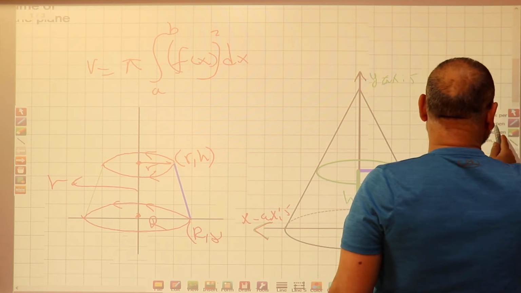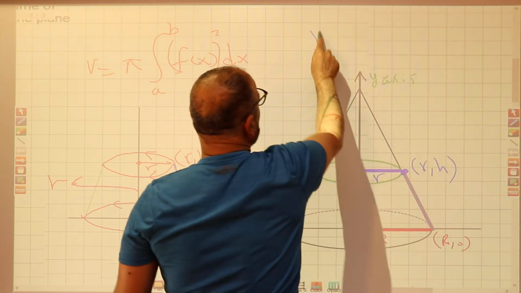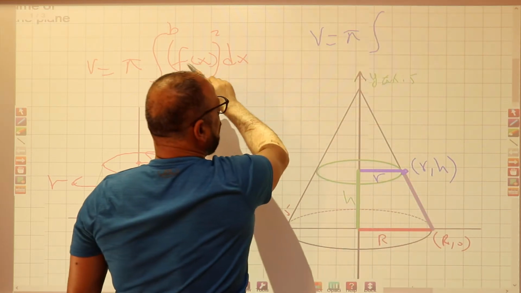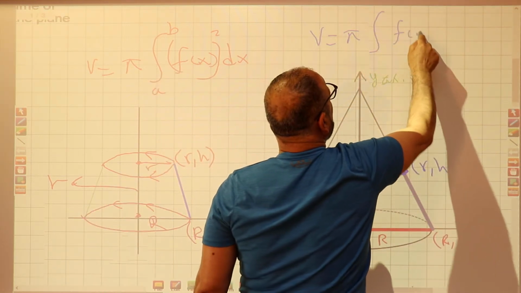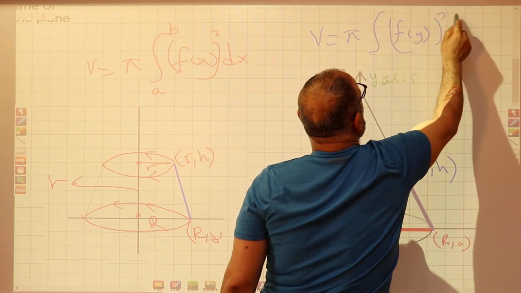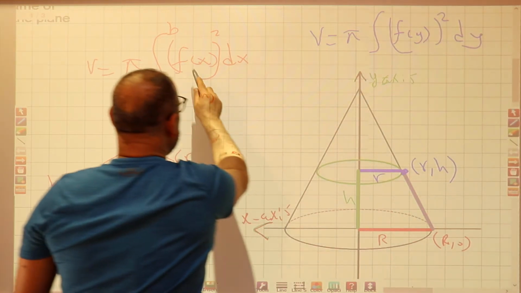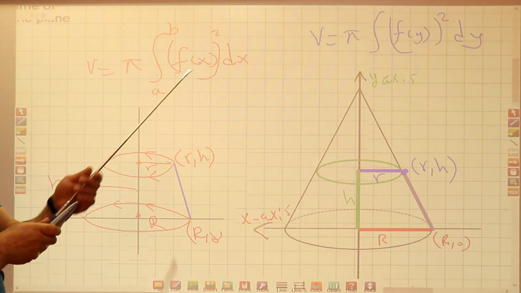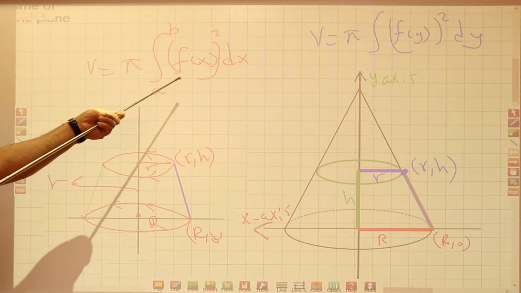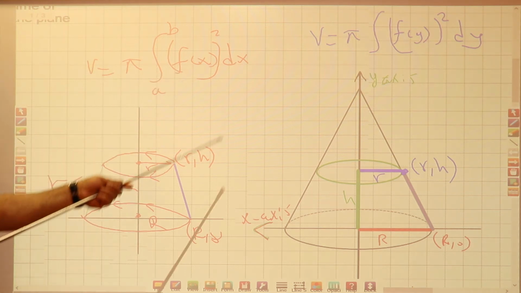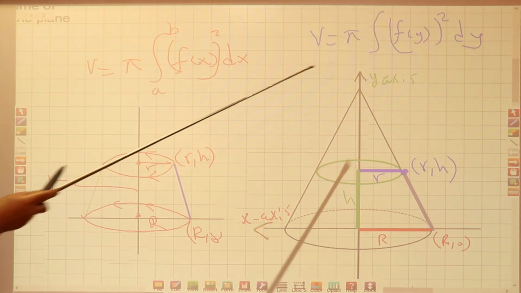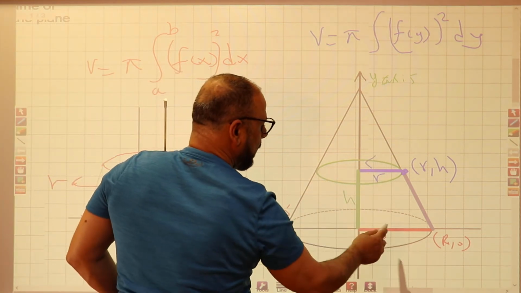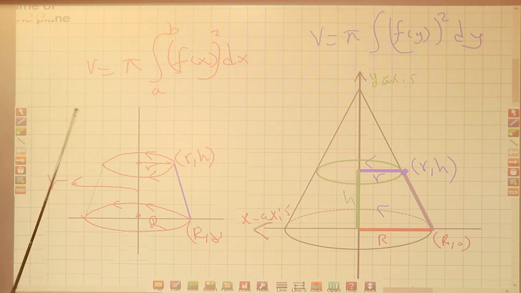The only difference you're going to have is volume equals pi, and I like it, make it r, but I'm going to explain: f of y, a function of y, squared dy. This is the same as r. This is the radius of the revolution. f of x is the radius of revolution about the x-axis, and f of y is the radius of revolution about what? The y-axis. You can see how I got this.